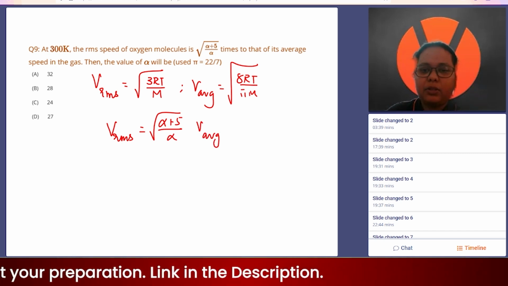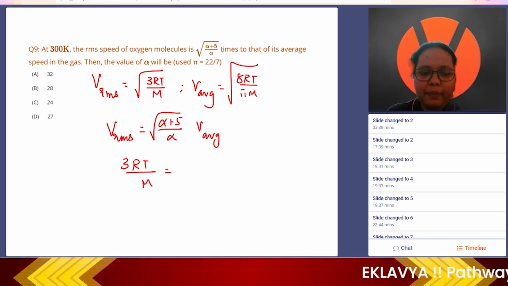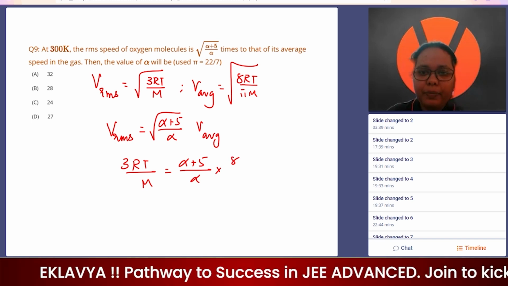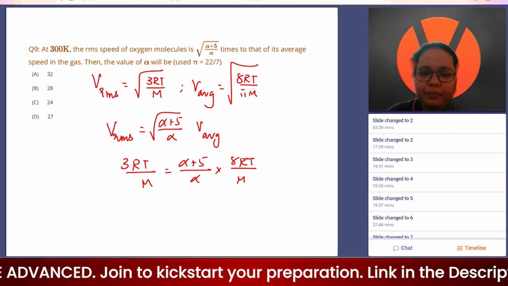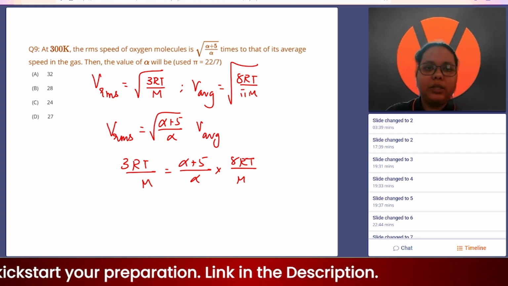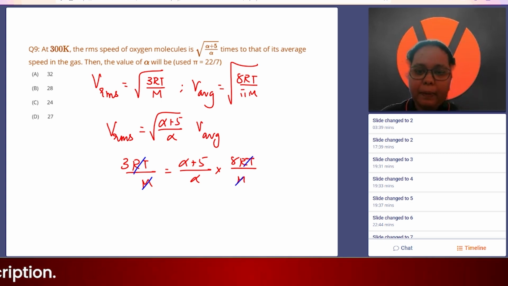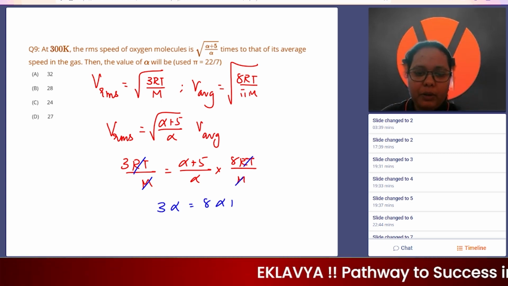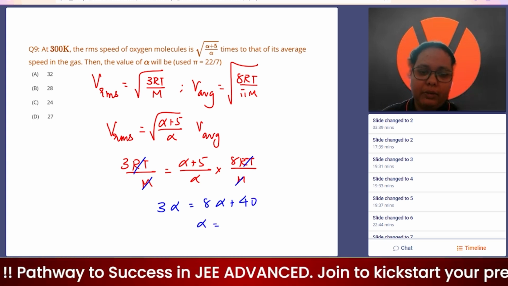Right? So what you can do is just square throughout the equation. So 3RT by M is equal to (alpha plus pi) by alpha into 8RT by pi M. Cancel the terms whatever is possible and cross multiply, right? So 3 alpha is equal to 8 alpha plus 8 pi, then find out what alpha is.